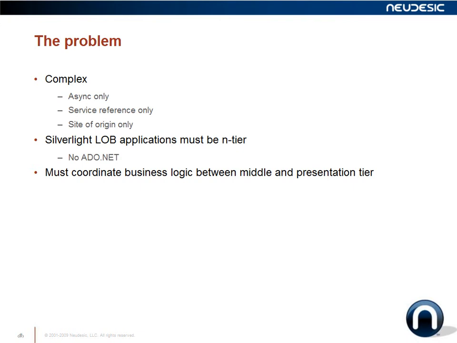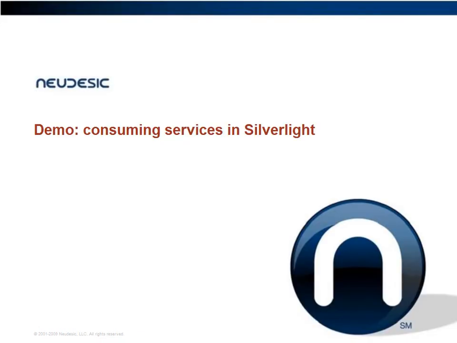Now you've got the validation living in two different places, which means if those rules change or are added to, you've got to maintain it in two different places. So that's a high-level overview of some of the difficulties that you run into when you start to consume services for data access in Silverlight. And those are illustrated in a quick solution that I created here.